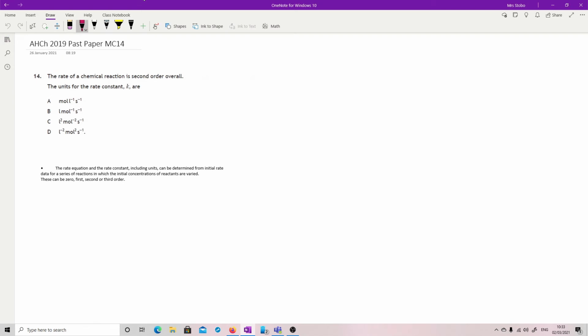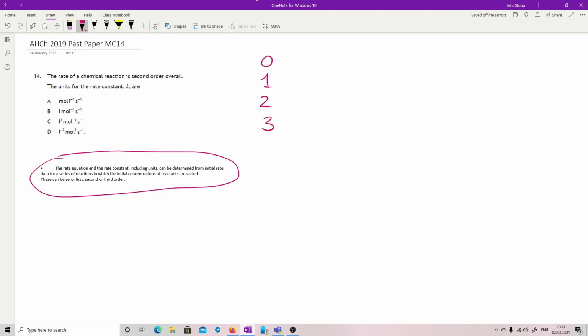Right, okay, we're looking at rate constants and units, and I must admit I don't like these, but it's just something you need to know. The rate of a chemical reaction is second order overall. What are the units for the rate constant k? The statement says the rate equation and the rate constant, including units, can be determined from initial rate data for a series of reactions in which the initial concentrations of reactants are varied. The rate equation bit was question 13. These can be 0, first, second or third order, so you have to be able to do the rate constants all the way up to third order. Personally, I go with just learning them.